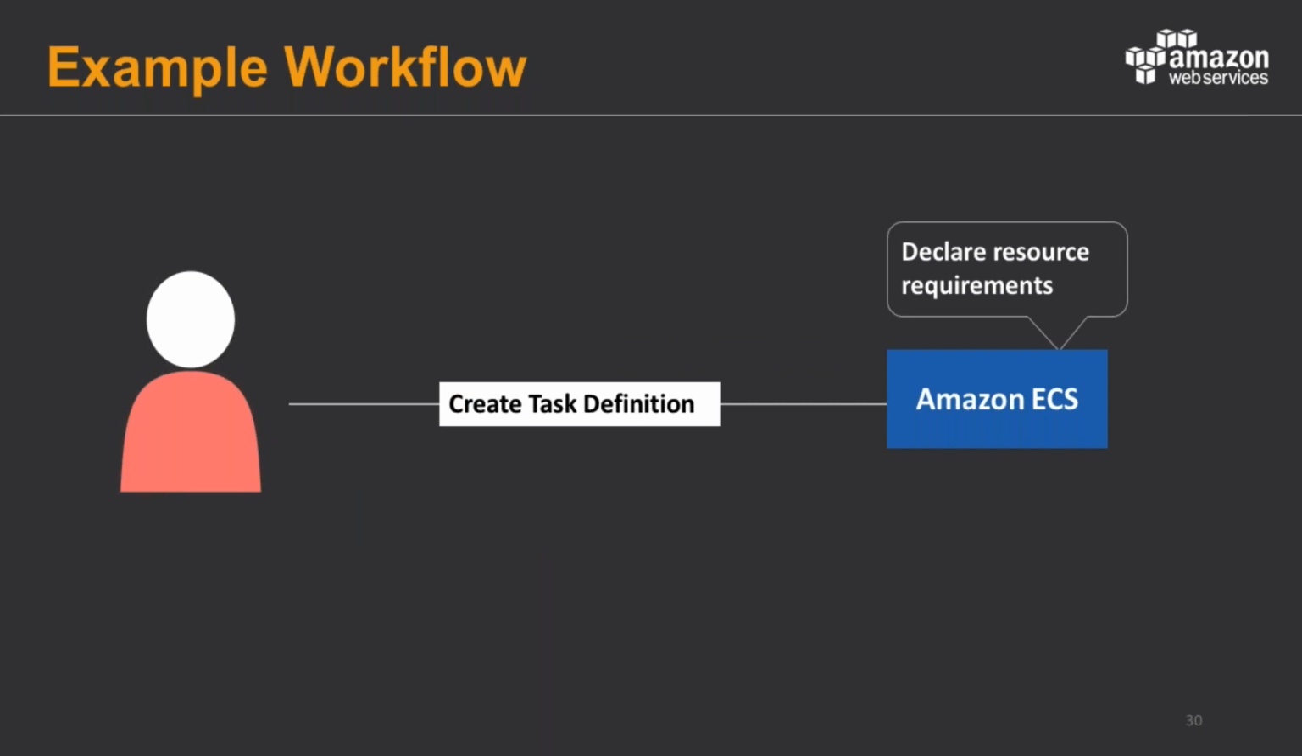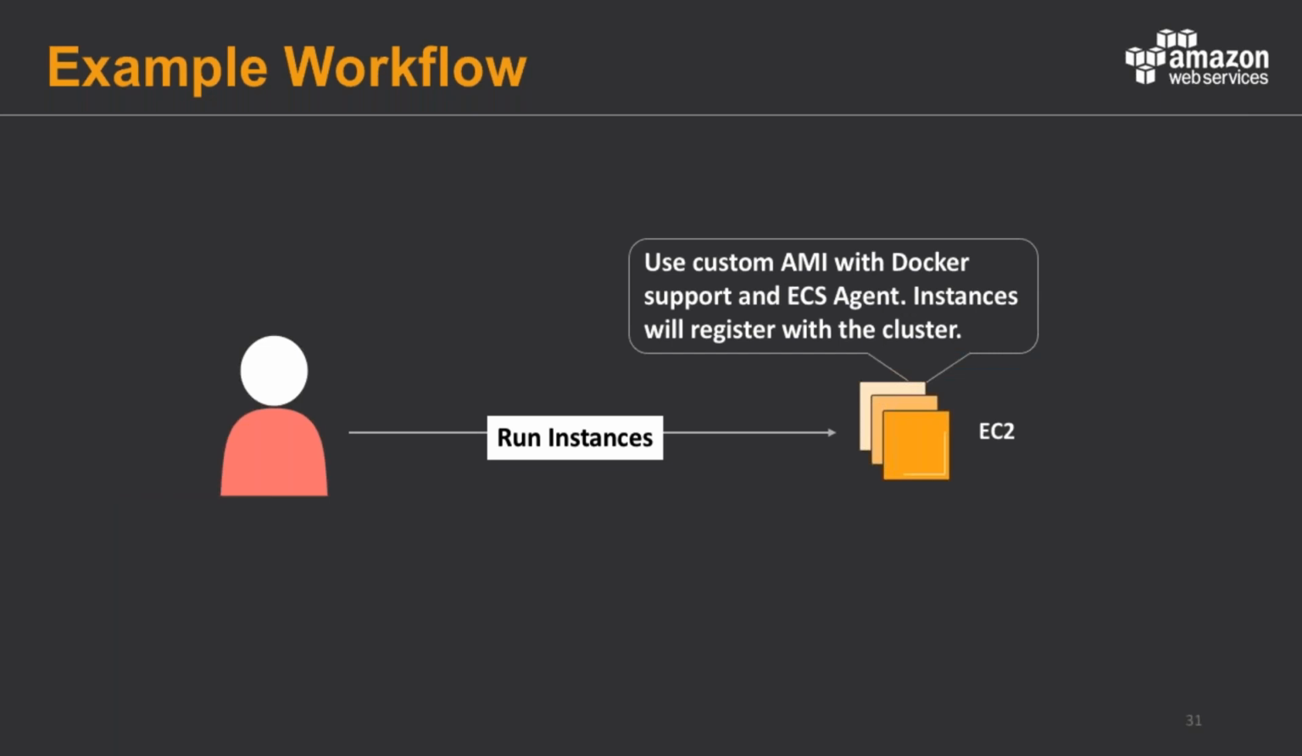Then he can create a task definition. As we said, we're going to say which container we're going to run. It can be one or more. We're going to set the CPU and memory requirements that are required to run this task. Then we're going to launch some instances into the cluster where we're going to run this task. And as I said, they can be different instance types all running within the one cluster.